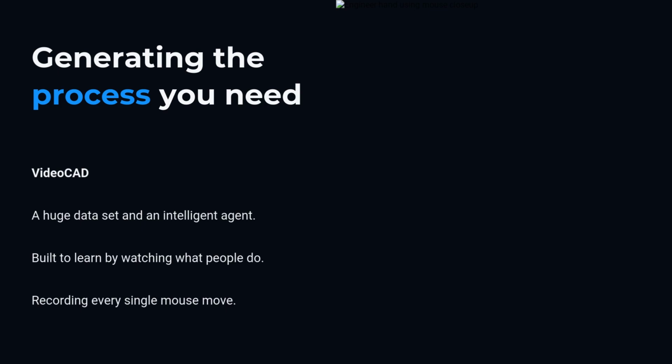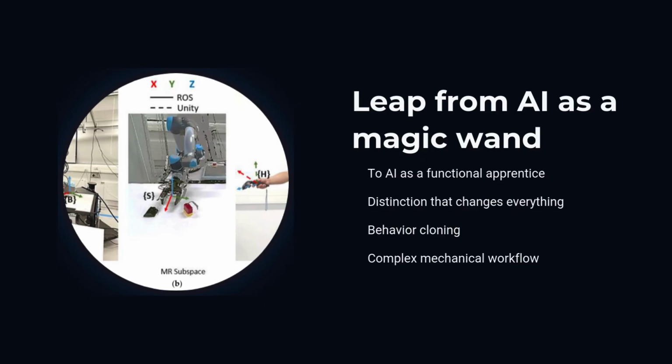Exactly. Okay, so let's really unpack this. This is the distinction that changes everything, right? We're talking about the leap from AI as a magic wand to AI as a functional apprentice. That's a great way to put it. We need to analyze what VideoCAD actually is, why this whole behavioral approach wins against the standard tools, and what those two critical comparison tables in the source material really tell us about where this is all going.